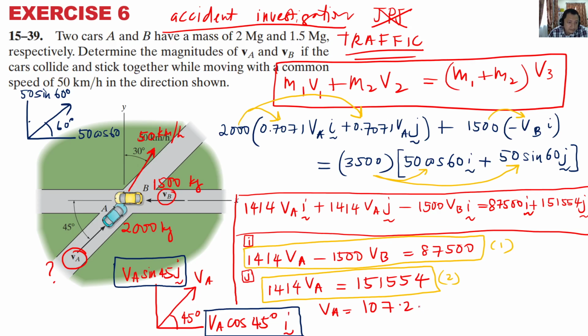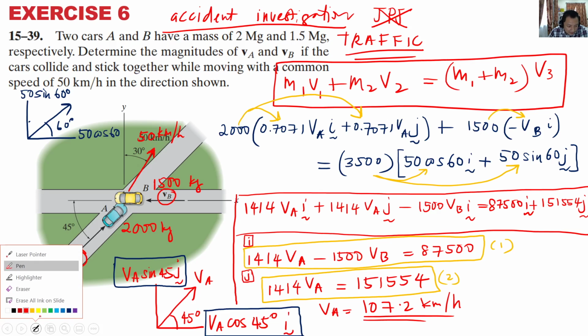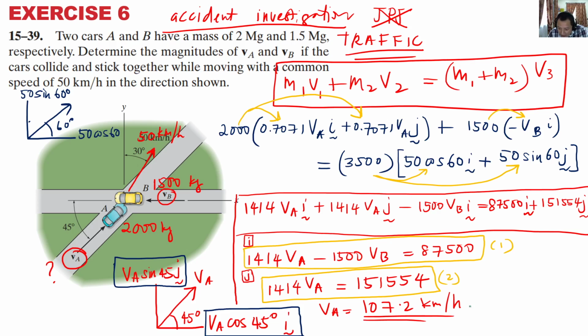107.2 kilometer per hour. So you notice I don't have to change to meter per second, because it is equal, you can cancel out. VA equals this.